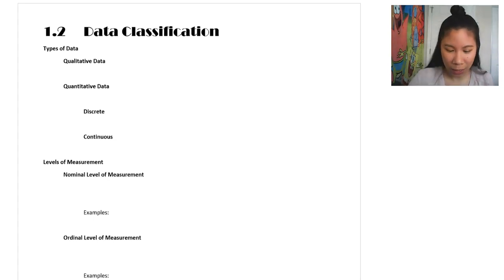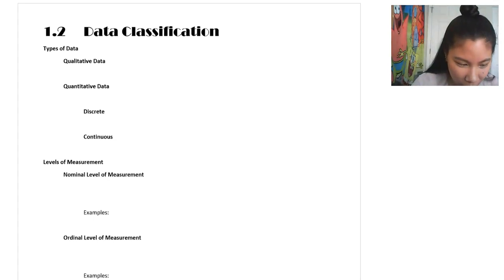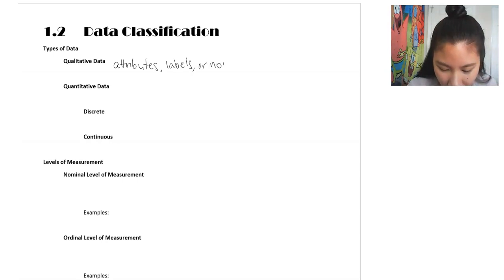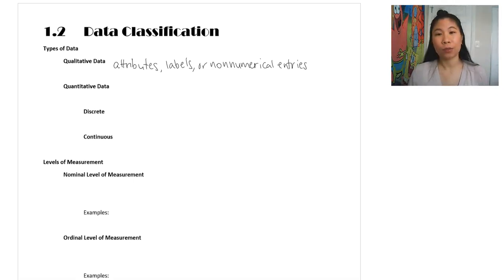So qualitative data usually consists of attributes, labels, or non-numerical entries. So this would be something like if I had asked, what's your favorite color? So a list of colors could be an example of qualitative data.